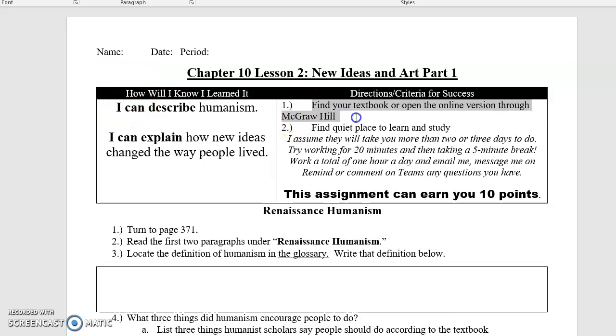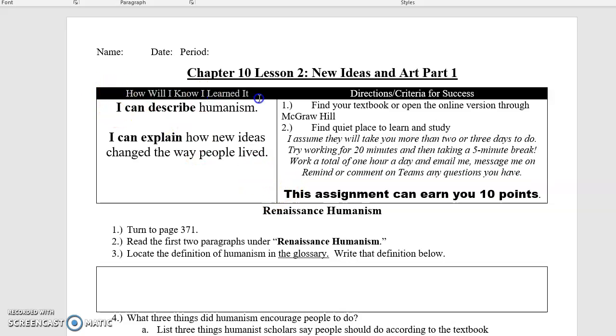Okay, as always, make sure you find your textbook or open that online version through McGraw-Hill. Make sure you find a quiet place to learn and study. Take a couple days on this. I believe this one's due tomorrow, so hopefully at this point you're almost done, or you attempted and you only got a couple left. This one's actually quite a bit shorter than some of the other stuff.